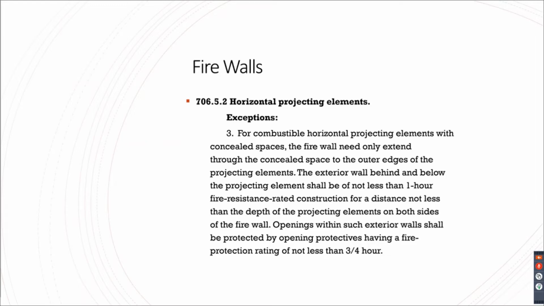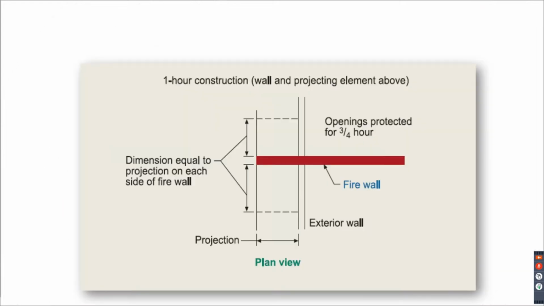And exception number 3, and I'll give you visuals to help too. For combustible horizontal projecting elements with concealed spaces, the firewall need only extend through the concealed space to the outer edge of the projecting element. The exterior wall behind and below the projecting element shall be of not less than 1 hour fire resistance rated construction for a distance not less than the depth of the projecting elements on both sides of the firewall. Openings within such exterior walls shall be protected by opening protectives having a fire protection rating of not less than 3/4 hours. So what did I just say? There's a lot to that.